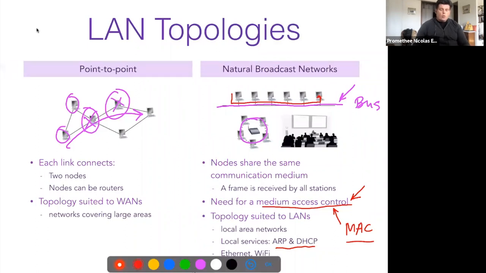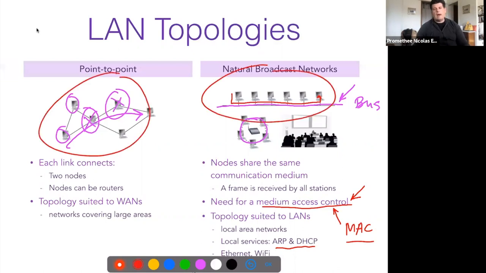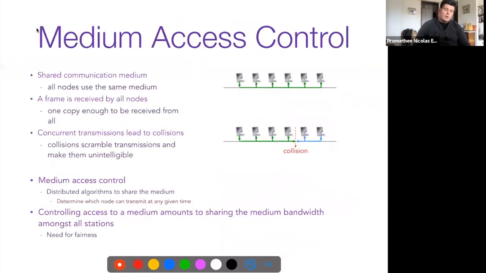All right. So point to point and natural broadcast networks, where you actually share a medium. But one of the problems, as I said, when we have a shared medium, you can see here you have two communications. And of course, if we transmit at the same time, there's going to be a collision. Why? Because we are sharing the same medium.